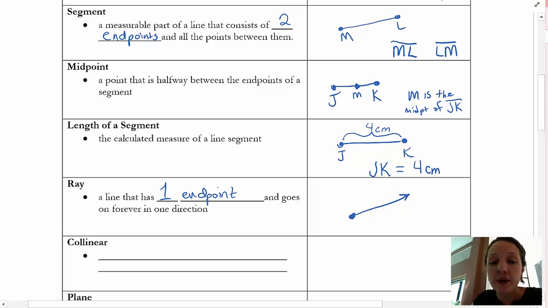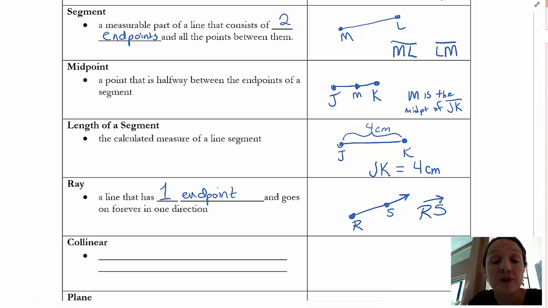Now, how am I going to notate that? Well, what I'm going to do for this one is I'm going to call this ray R, and I need a direction for it, so I'm going to call this RS, and I'm going to write it as RS with an arrow going that way. That's it. I can't write it as SR because that means it's pointing towards R, which this thing is not. So this is ray RS.